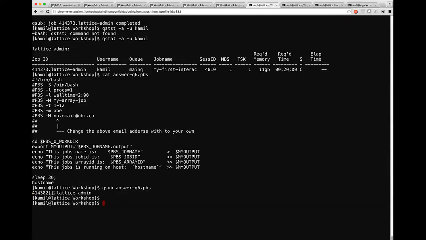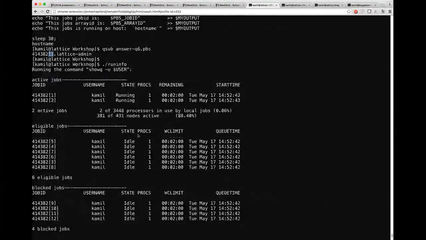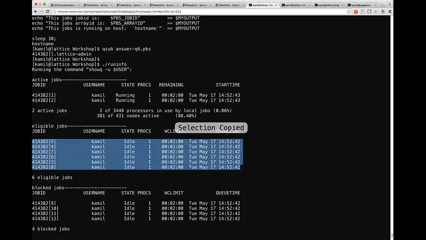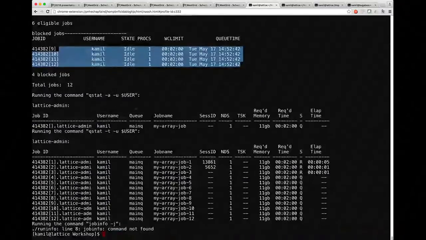Notice that it has the job array when you submit it. Let's look at the output of all the different commands when you run this. So when you do showq -u user, we can see that there are 2 tasks running of this job array. There are more that are eligible and a few that are blocked until the other jobs start to run.